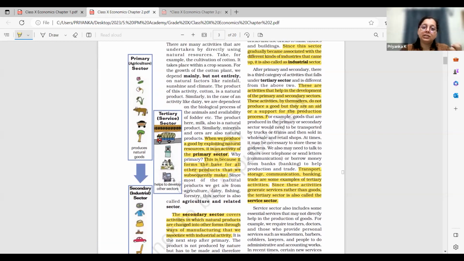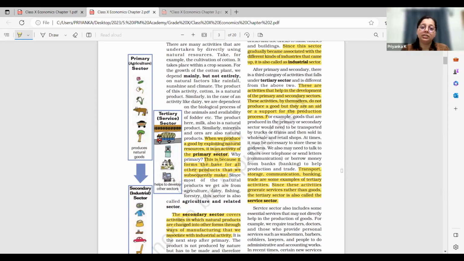Now, there are facilities which are required to take this finished good to the ultimate consumers. That is taken care of by the tertiary sector. The tertiary sector is generally called the service sector in our country. That's because they don't produce any new product, no finished good is produced in the tertiary sector, but they take the finished good produced by the industrial sector, or the secondary sector, to the ultimate consumers.